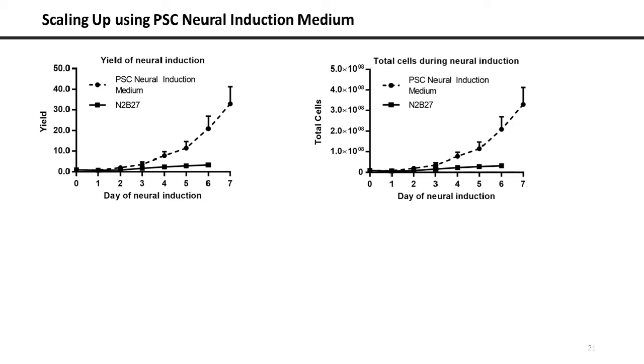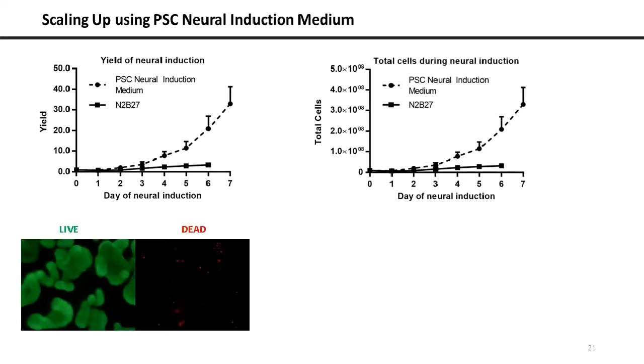So, okay, we do obtain large numbers of cells, but how are the aggregates? So we also did a live and dead assay, and as you can see, most of the cells are alive, and we almost have no cell death within the aggregates, which is pretty good.